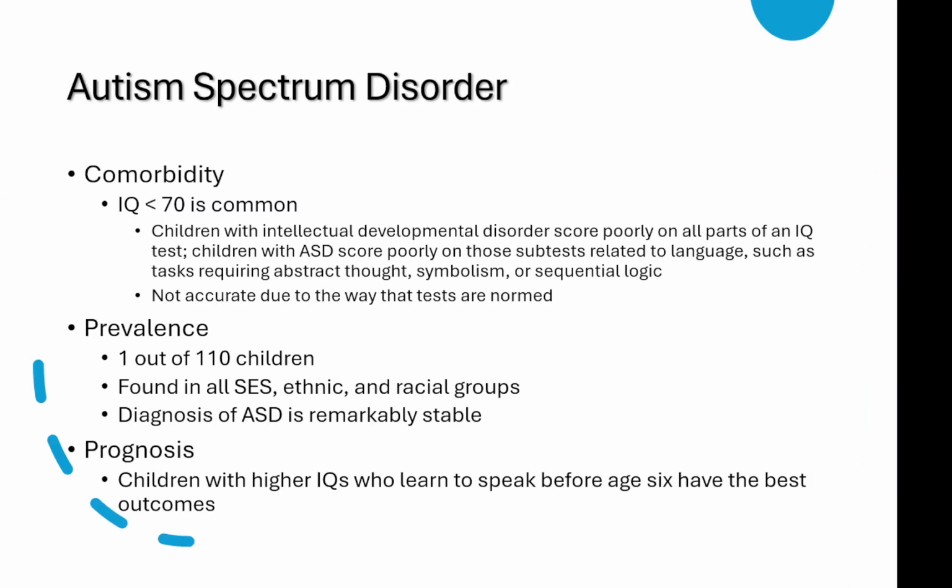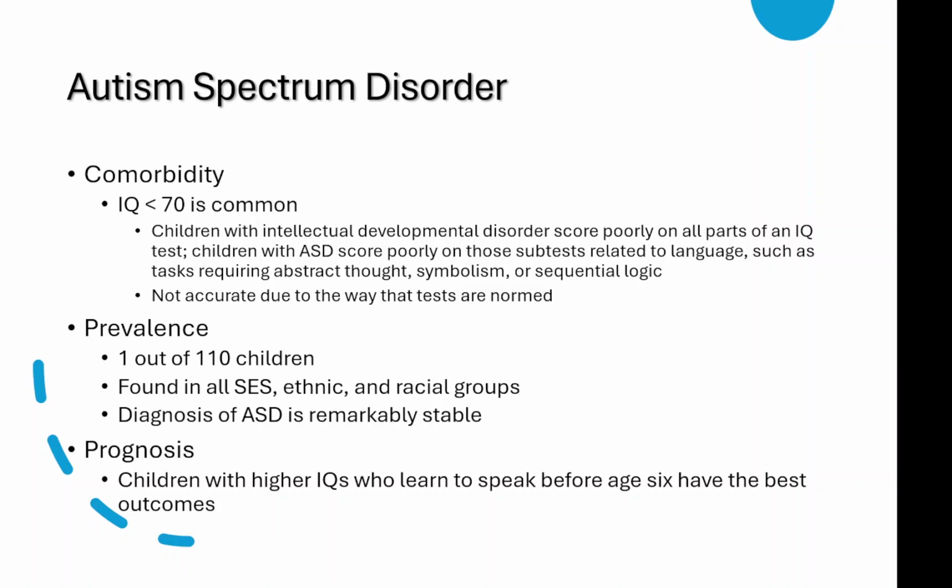Comorbidity is very common in children with ASD, particularly with low IQ of about 170. However, this is not always accurate because most intelligence tests are normed on children without ASD, meaning that the results may not reflect the true abilities of a child with ASD. Children with intellectual developmental disorders often score poorly on certain parts of IQ tests, especially those assessing language and abstract thinking. On the other hand, children with ASD may perform better in areas such as math, abstract thought, or sequential logic.